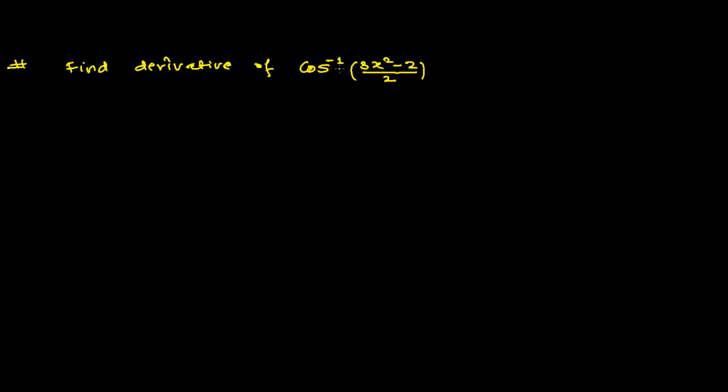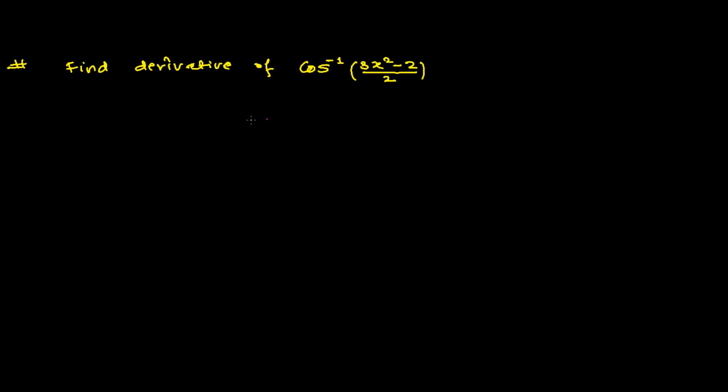To find the derivative of cos inverse of (3x squared minus 2) over 2, we have two methods again. One is using the formula and another is without using the formula. Using the formula will be a little bit shorter, so let's first find out with that, and later we'll find out how to solve it if we forget the formula.